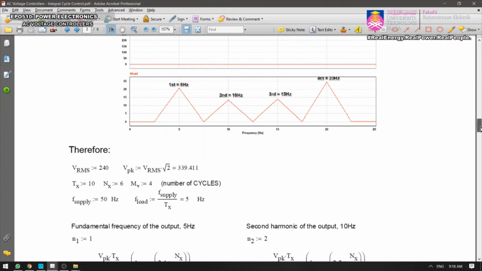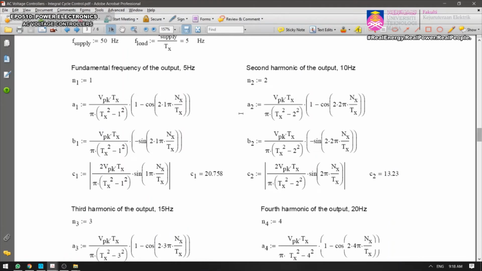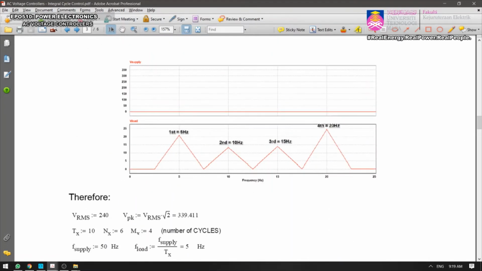Okay, just to show you an example of how to calculate that, I use MathCAD again. You can look at the original examples that I shared with you on the Padlet. Try to run it, and then you're going to see the VRMS input, the supply frequency F supply is 50 Hz, F load equals 5 Hz, and this is the number of cycles, and therefore you can find C1. C1 equals 20.758. So if you refer to this waveform again, you will see that there is around 20 something, isn't it? Yeah.